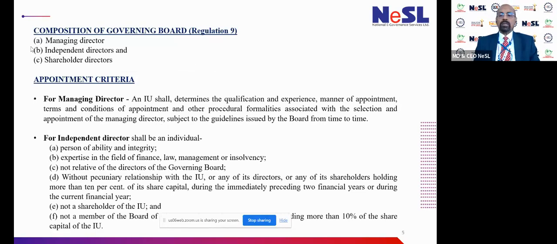So, as I stated earlier, there are provisions for governance. Corporate governance has to be of the highest standards, and these are provided in the regulations. The regulations provide the composition of the governing board, which should have a managing director, independent directors, and shareholder directors. The regulations also say that the number of independent directors cannot be less than the number of shareholder directors.